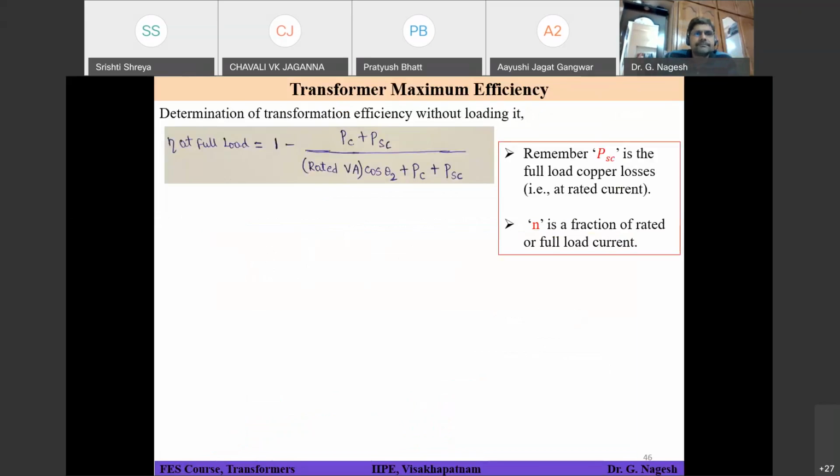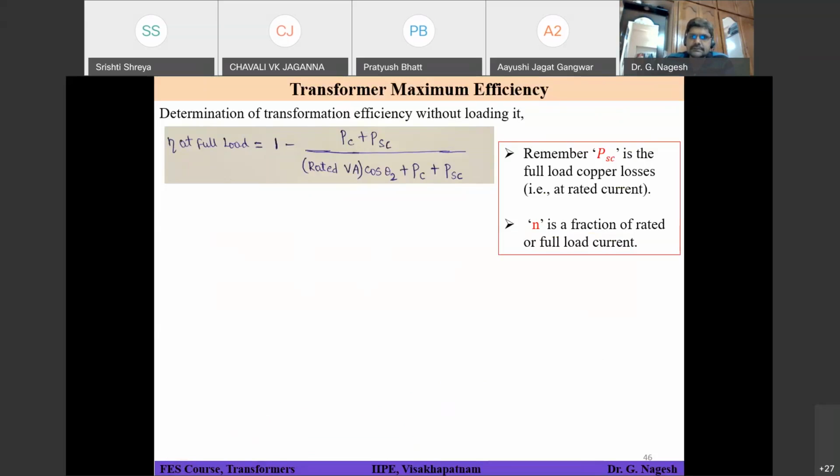So now we'll see how to calculate the transformer efficiency, in the form of a formula. We are talking about calculating the efficiency at full load. Efficiency is basically output by input, or you can call it 1 minus losses divided by input. How did we get this? Output by input means output can be written as input minus losses, divided by input. So if you divide the input on both sides, you will get 1 minus losses divided by input.